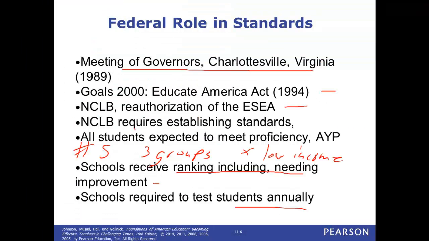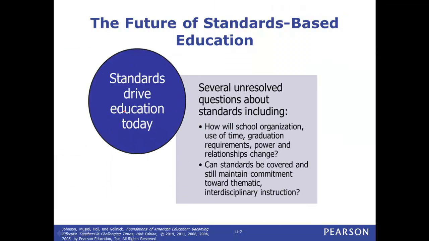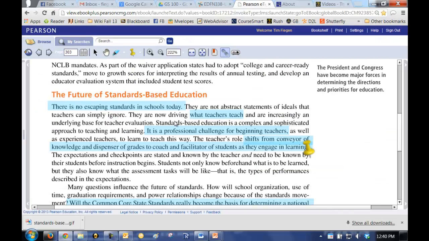So that was that, federal standards. And then what's the future of this? State standards drive education today. Several unresolved questions about it. How will school organization, use of time, graduation requirements, power, and relationships change? Can standards be covered and still maintain commitment toward thematic and interdisciplinary instruction? Nobody knows. Nobody knows that.